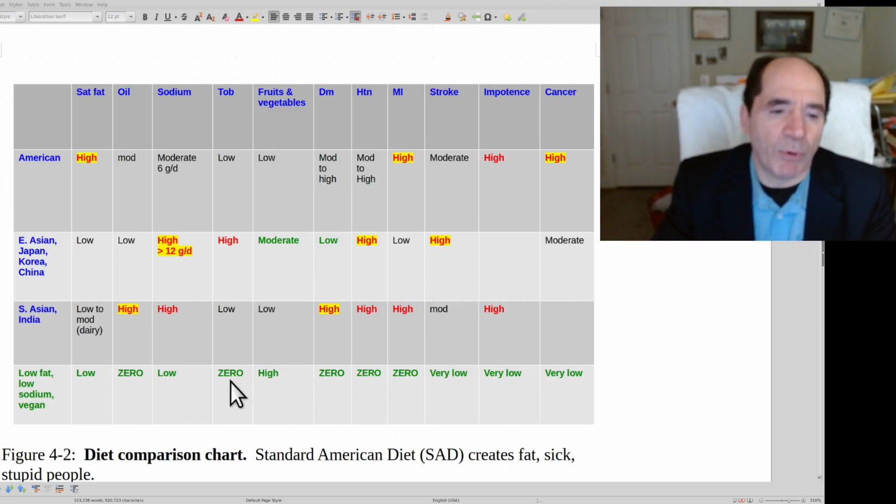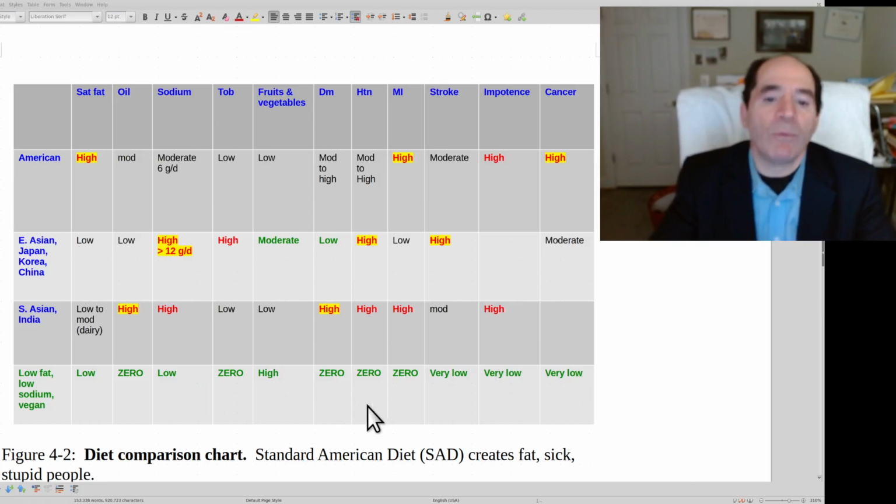Okay, so the point of this chart, though, is take a look at the low-fat, low-sodium vegan. They're low in sat fat. They don't eat any oil at all. This is a no oil, whole food, plant-based diet. Low in sodium. They don't smoke at all. If they got a brain in their head, they eat a lot of fruits and vegetables as well. They don't get type 2 diabetes. If they've eaten this way long term, they probably don't have any hypertension. They don't get coronary artery disease. They're not going to get a heart attack. Very low risk of stroke. Very low risk of impotence, cancer. So, why wouldn't you want to do that?